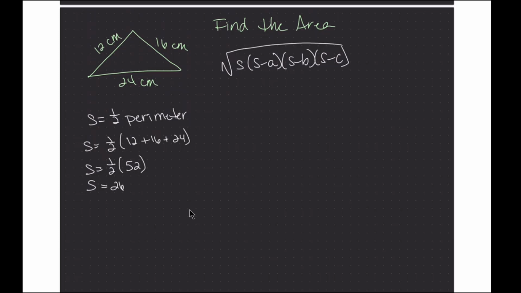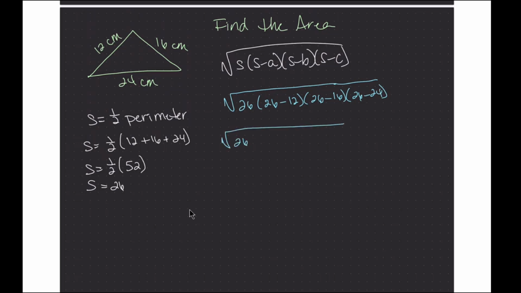You guys are already working through this problem without me, aren't you? So I'm just going to fill in everything, right? So S is 26. So then I'd have 26 minus A. Which one do you want to use for A? 12. Perfect, all right? Times 26 minus B. Which one do you want to use for B? 16, right? And it doesn't matter which ones you put in here, right? 26 minus C is going to be 26 minus 24, right? You just have to make sure you're using all 3 of those sides.